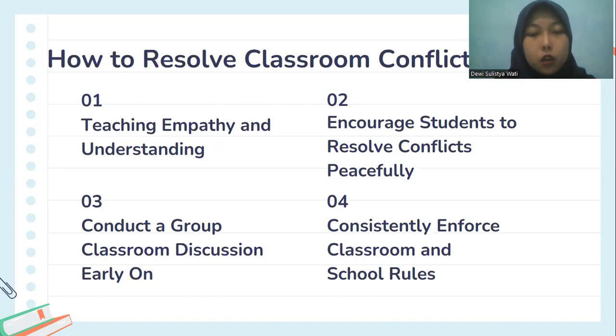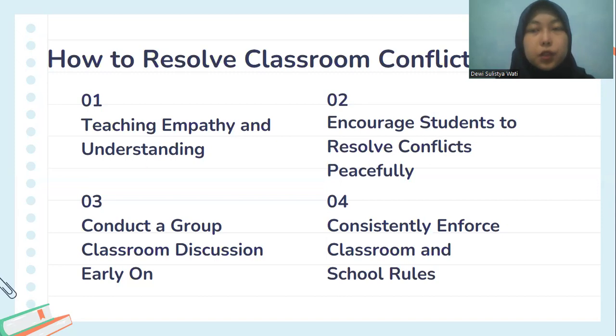Second is encourage students to resolve conflicts peacefully. Teach students the skill to resolve conflicts peacefully by communicating openly, empathetically, with respect in order to resolve disputes. Third is conduct a group classroom discussion early on to foster harmony in the classroom. Hold discussion with students. Teach them how to communicate healthily, cooperate, and make good friends in order to create a comfortable and peaceful classroom.